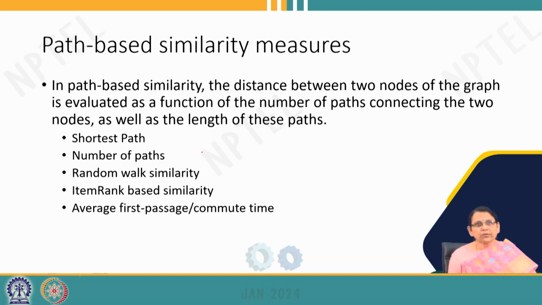Now, while computing this similarity, there are many ways. So, path-based similarity takes care of the distance between two nodes in the graph and is a function where the input is the number of paths connecting the two nodes. There are many ways you can compute this similarity: using shortest path, number of paths, random walk based similarity, ItemRank based similarity, and so on.